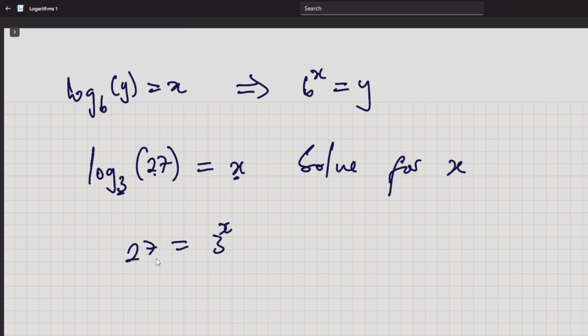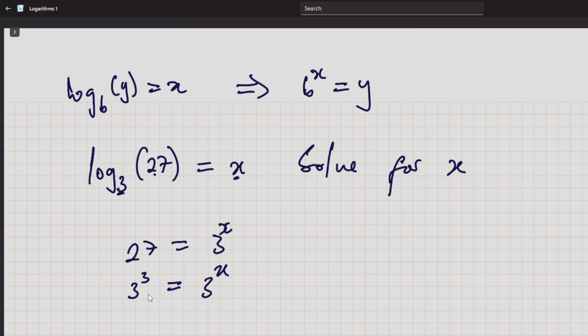But we know that to get 27, we need to raise 3 to a power of 3. So 3 to the power of 3 is equal to 3 to the power of x. The value of x is equal to 3. So by raising 3 to the power of 3, we know that the value of x is equal to 3.